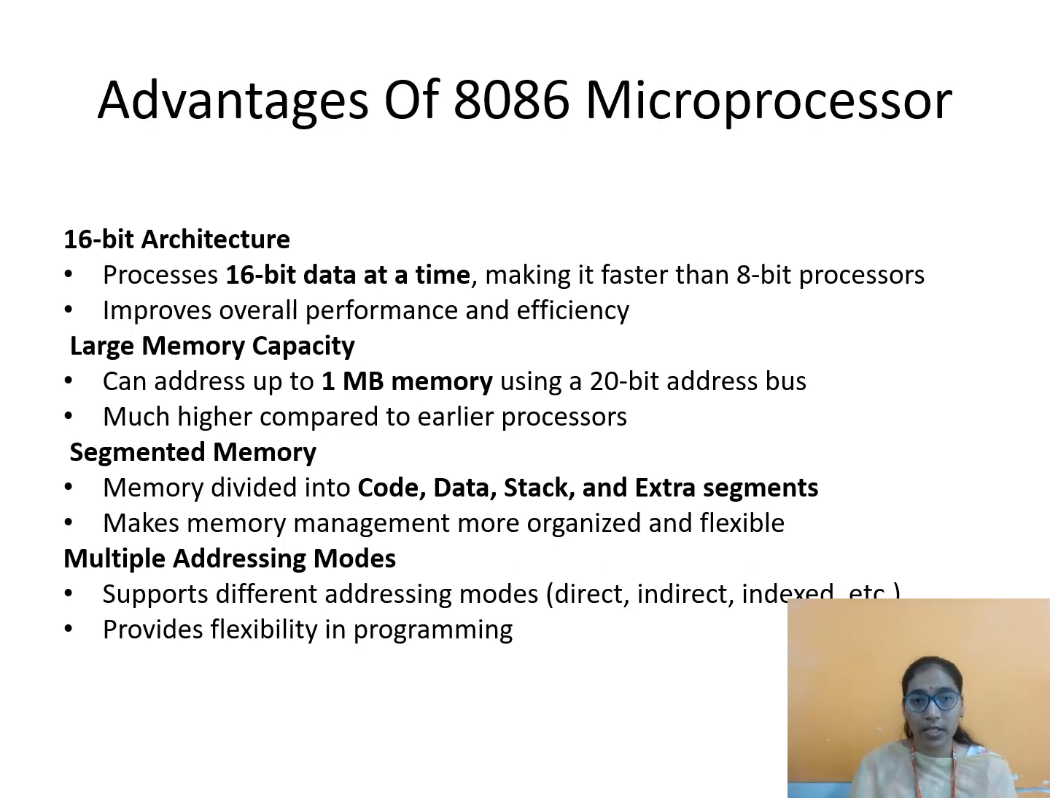Advantages of the 8086 processor. First one, it is a 16-bit architecture. It processes 16-bit data at a time, making it faster than 8-bit processors. It improves overall performance and efficiency.